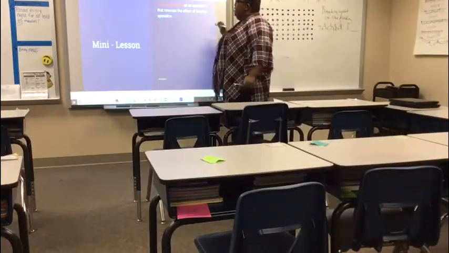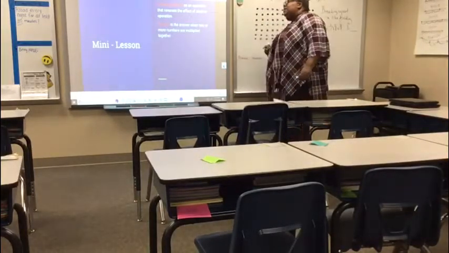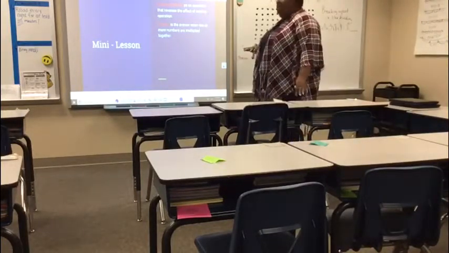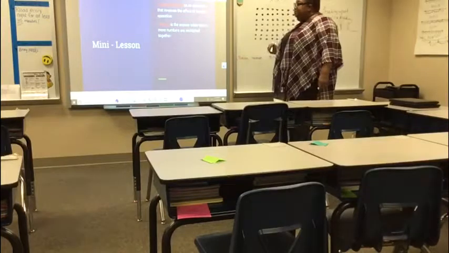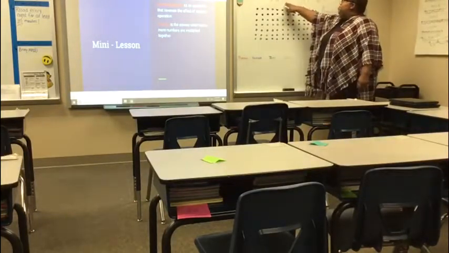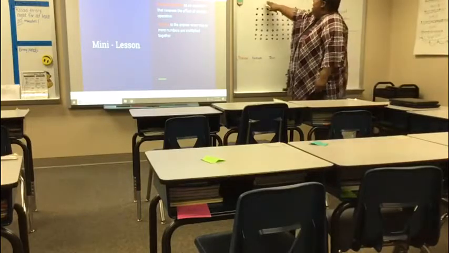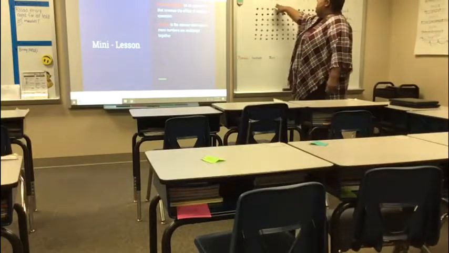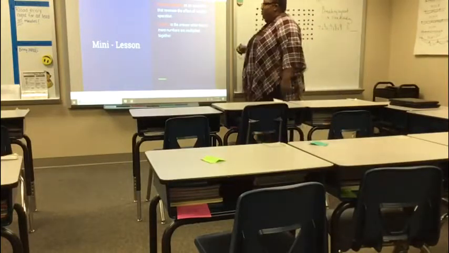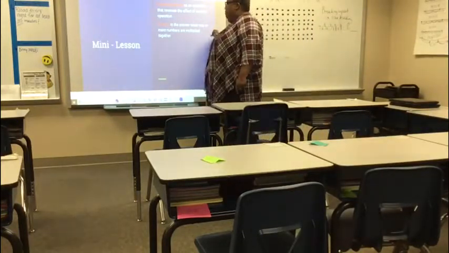So the next one is product. Product is the answer when 2 or more numbers are multiplied together. So this would be a product because I multiplied this digit and these two digits together, and I got this answer. Great job.